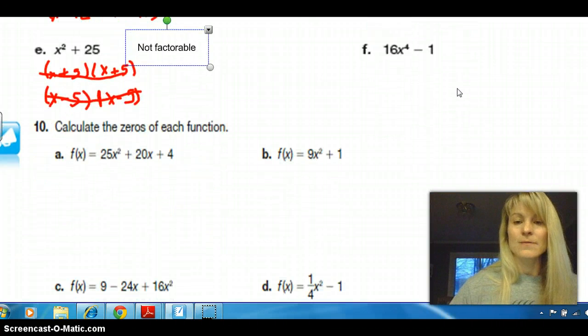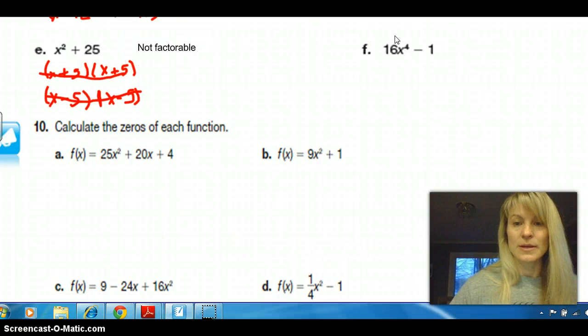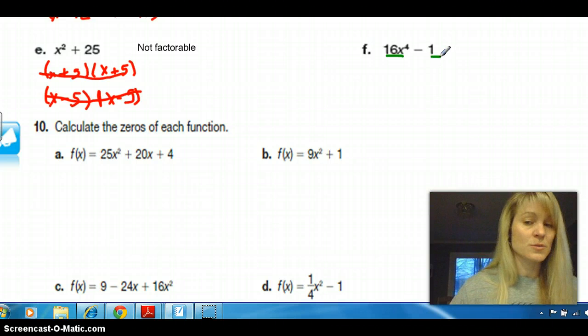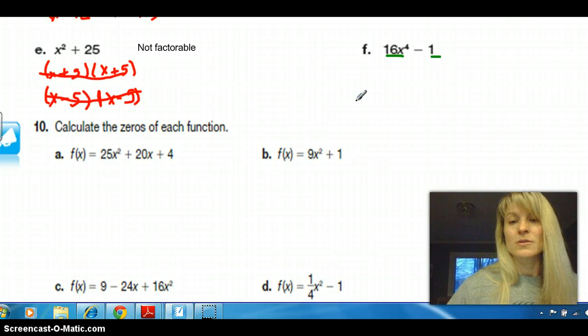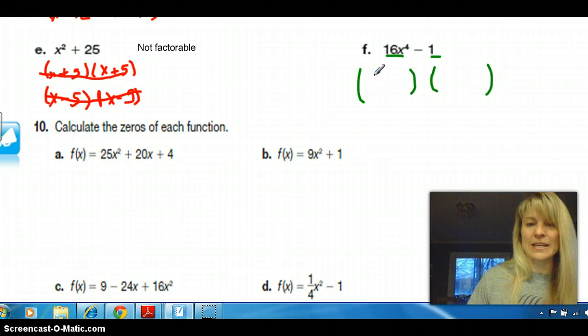Okay. Now let's look over to F. Okay. F, I notice that again, this is a perfect square here. 16 is a perfect square. 1 is also a perfect square because 1 times 1 is 1. So let's set up some parentheses and see if we can figure this out. And that's also an x to the fourth. So we have to think about, first of all, what two numbers multiply to 16? It's going to be 4 and 4.